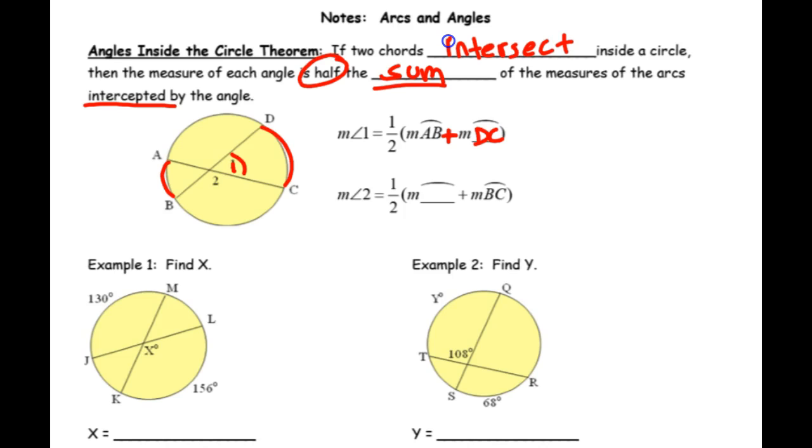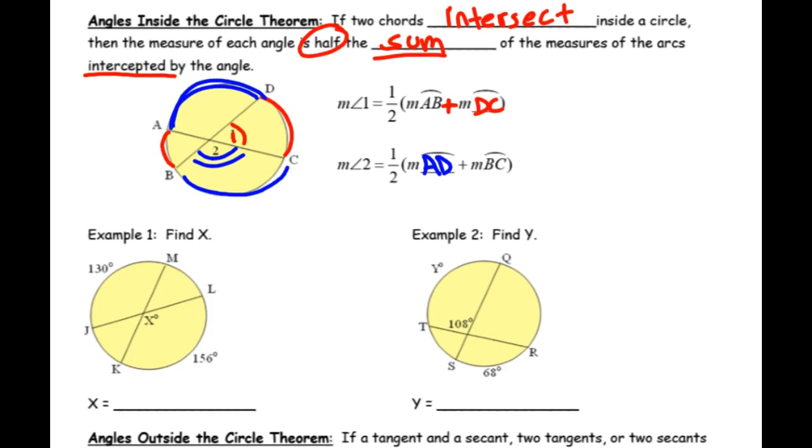Okay? Same thing with angle 2. Here's another angle. Angle 2 equals half of this arc. What's this arc called? AD plus the other arc, BC. All right, so add up the arcs, cut them in half. That's your interior angle, inside angle. Okay, so example 1, let's do this.